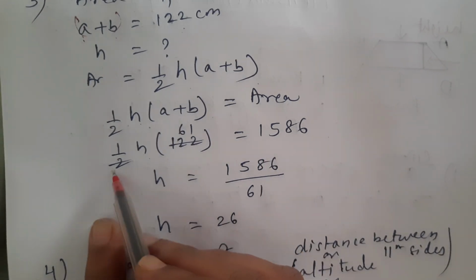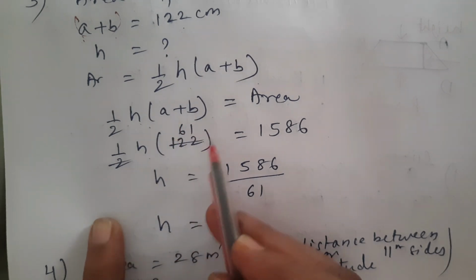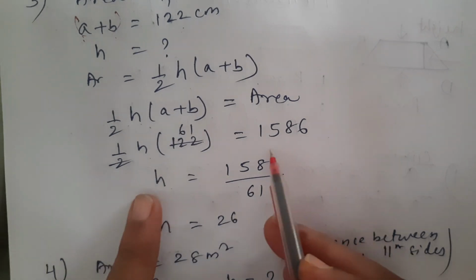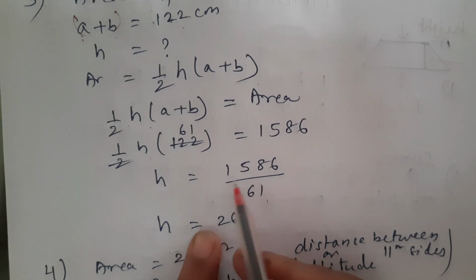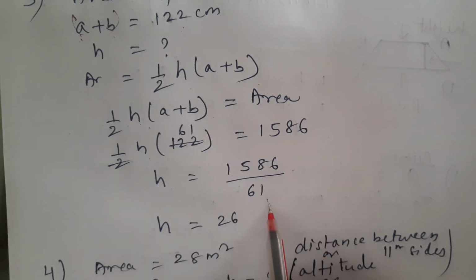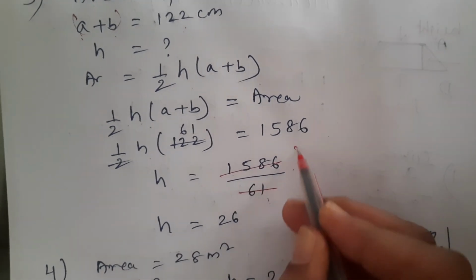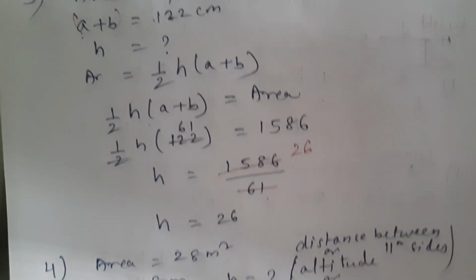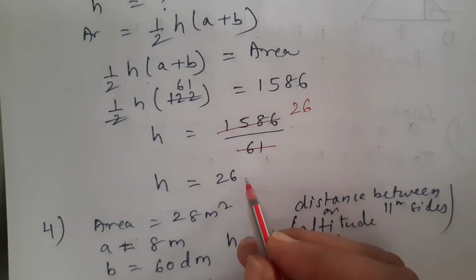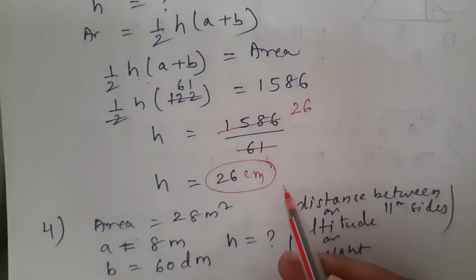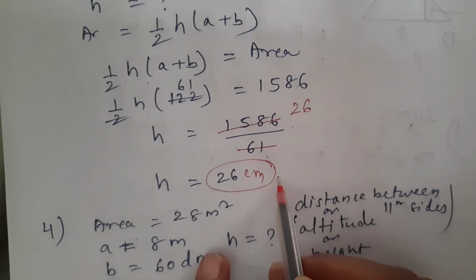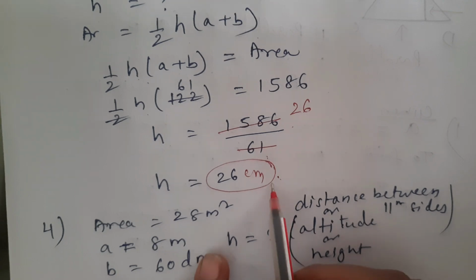Now cancel 122 by 2, so it is 61. To find the height, we bring 61 to the denominator under the area. So it's 1586 divided by 61. If we cancel them, we get the answer as 26. Thus height is 26 centimeter. Here, while putting units, be careful. If all the measurements are given in centimeter, take the unit as centimeter. If it is given in meter, consider it to be meter.